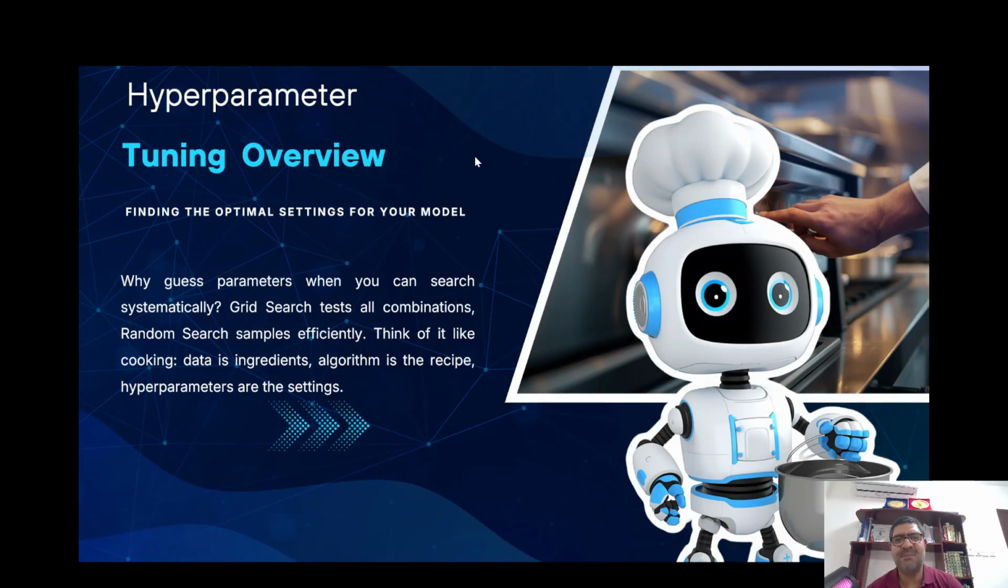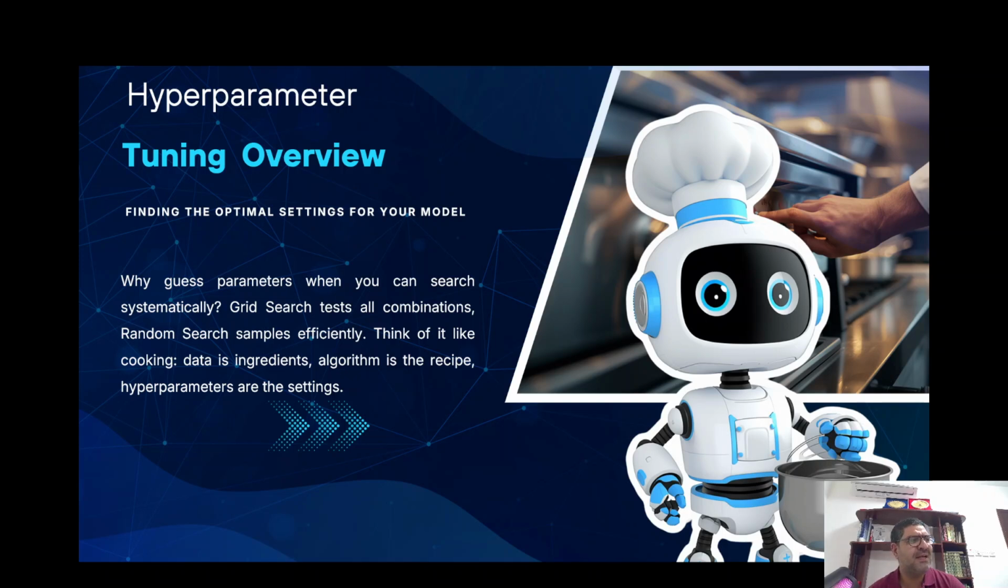We are going to hyperparameters. We discussed cross validation last time, and now hyperparameters. What is this? Why guess parameters when you can search systematically? There is a mechanism which will tell us what combination we should have. In this one we are given an example.